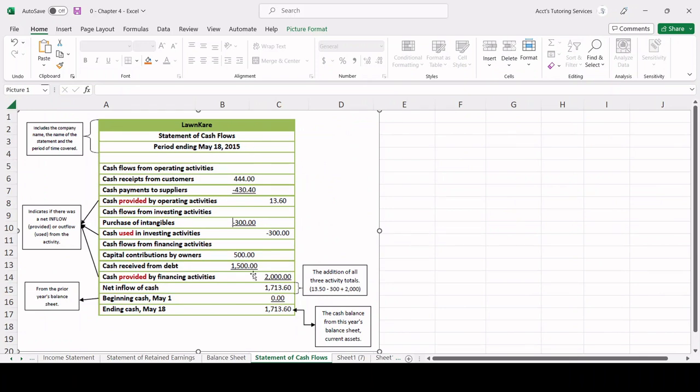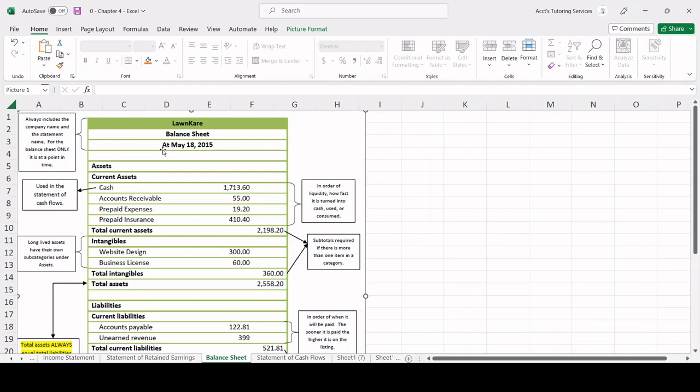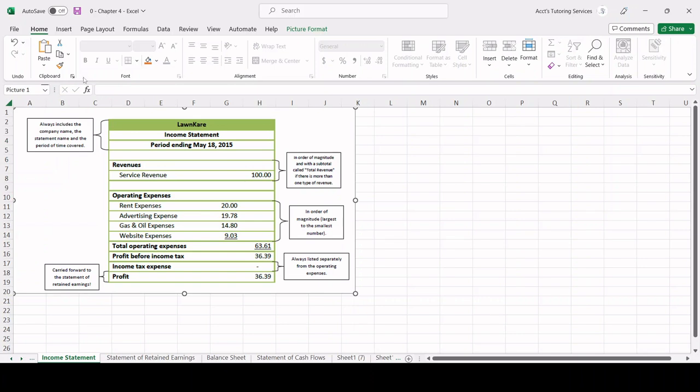The only one that differs is the balance sheet. It's just going to be at May 18th, 2015. So that's very, very important. So always include the company name, the statement name, and the period of time covered.